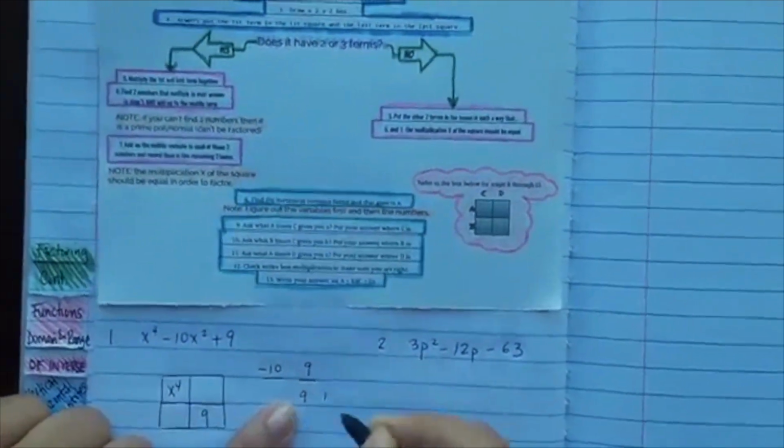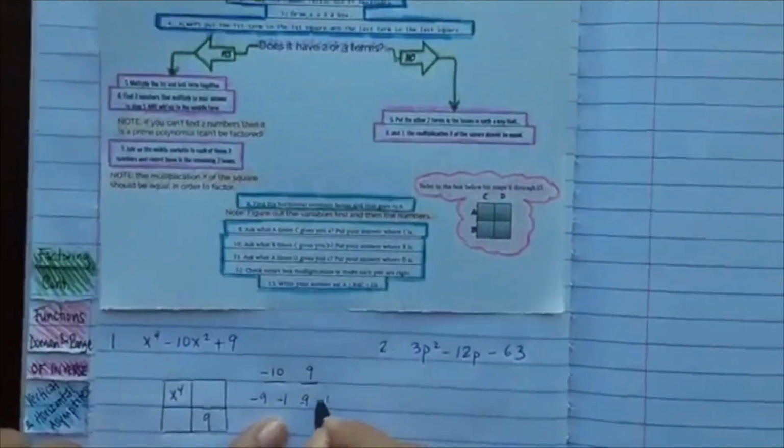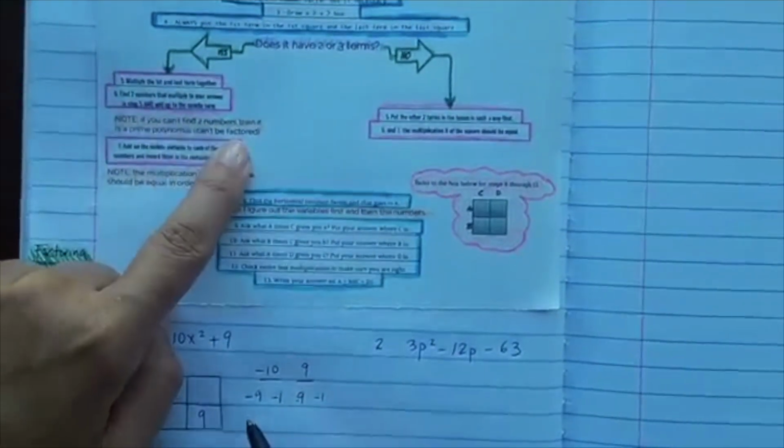So give me 2 numbers that multiply to positive 9 and add to negative 10. So you start with 9 times 1, and that's what it is. And then how do I make it negative 10? Negative and negative, because a negative times a negative is positive 9. And then negative 9 minus 1 is negative 10.